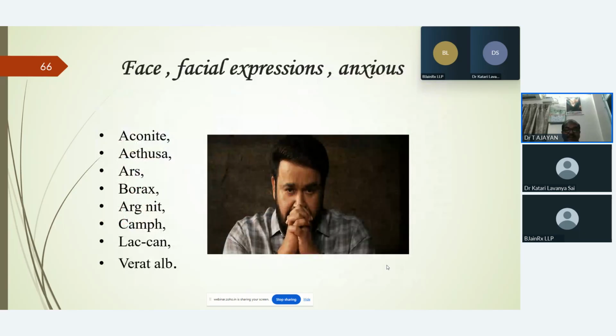The famous film actor in Malayalam, Mohanlal, then facial expression in a few cinemas. You have already looked at this facial expression, anxious. A few drugs we have mentioned here, starting from Aconite and ending with Veratrum album. A few drugs are there. The time is short, so I have not read all the medicine names. Please always just remember, or you should take a photograph.